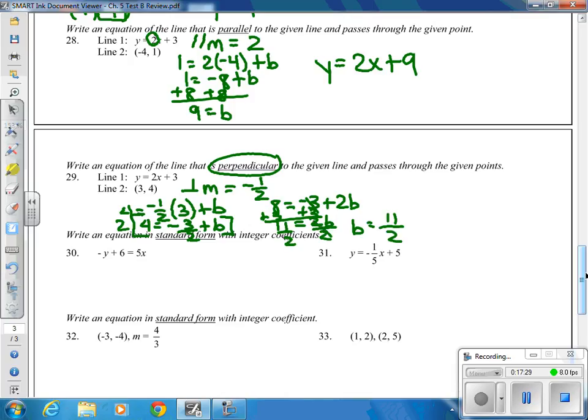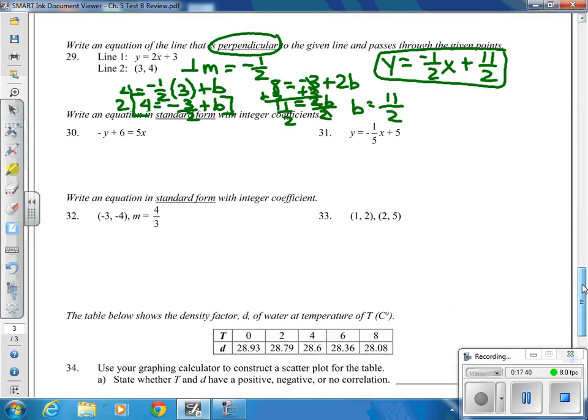So put it all together and you'll have your perpendicular line. y equals -1/2 x plus 11 over 2. Right, this whole thing is for your perpendicular line. Okay, so you have to be able to write equations both ways.